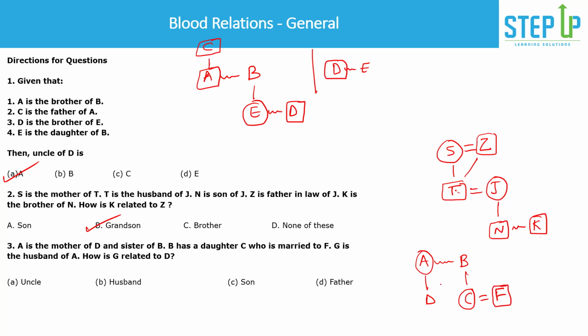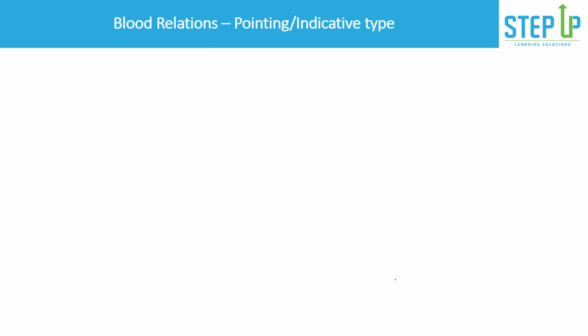G is the husband of A. G and A are married. So the question is, how is G related to D? This is so easy. G is the father, right? If the question was how is D related to G, you cannot say son or daughter, right? But here we can say. Okay. So let's move to the next question type in blood relations.